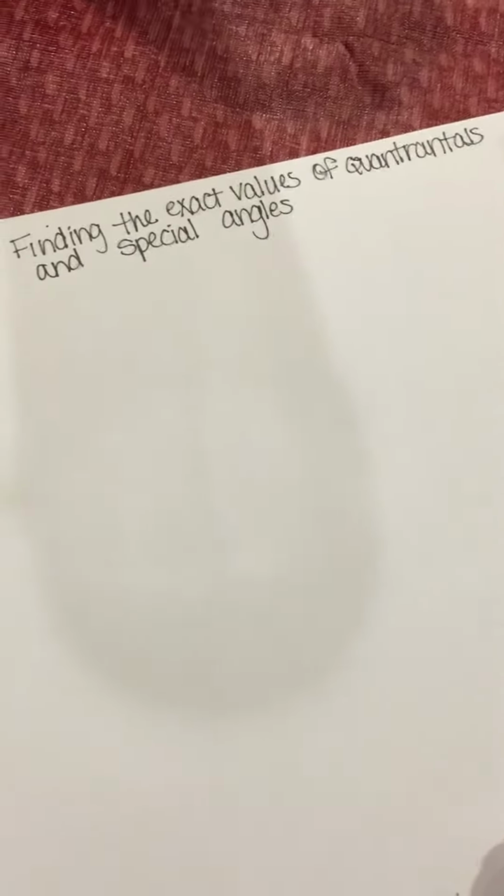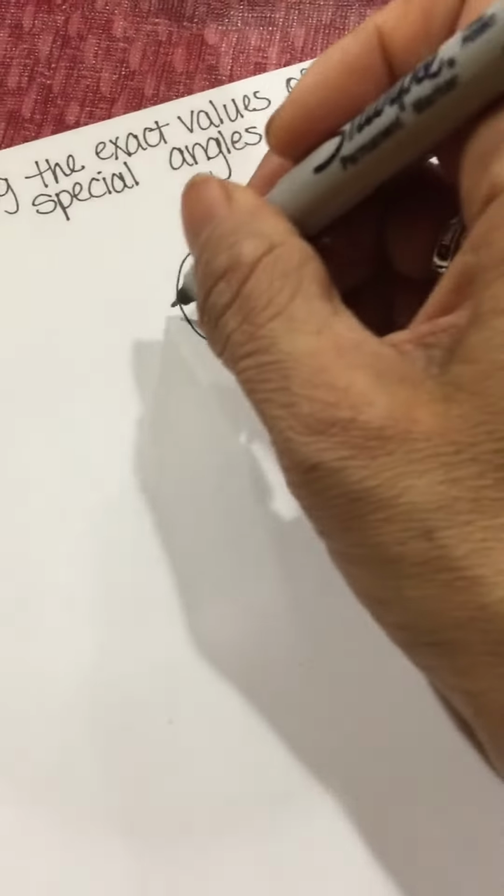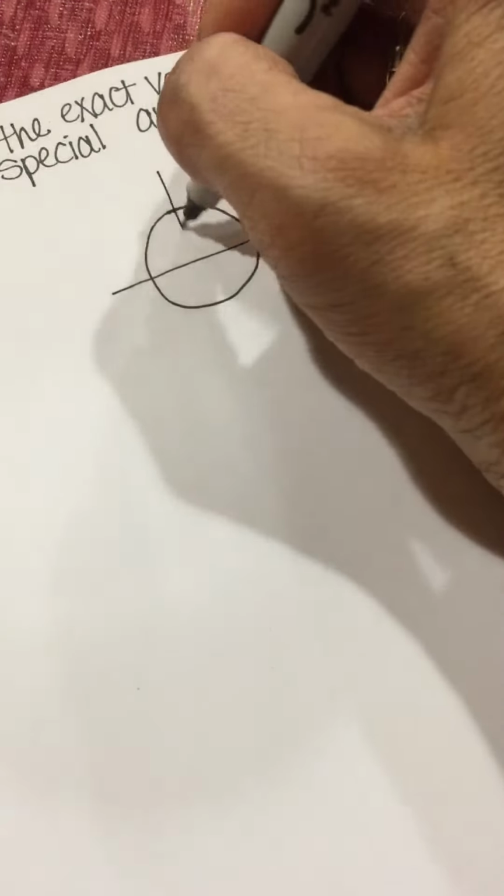First of all, what's the difference? What is a quadrantal and what is a special angle? Okay, so a quadrantal is any of the angles that lie on the x and the y axis itself. So this being x and this being y.